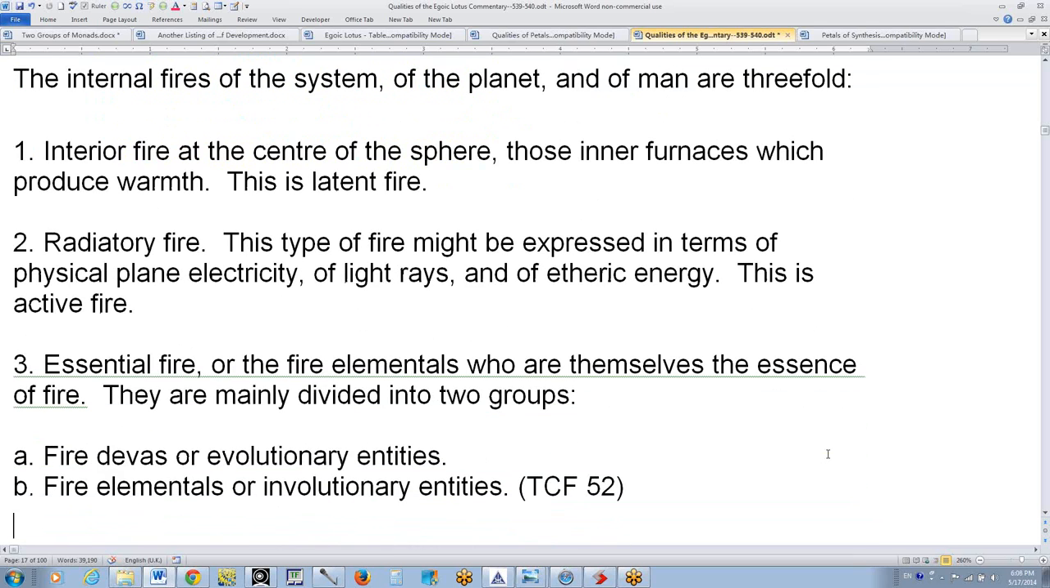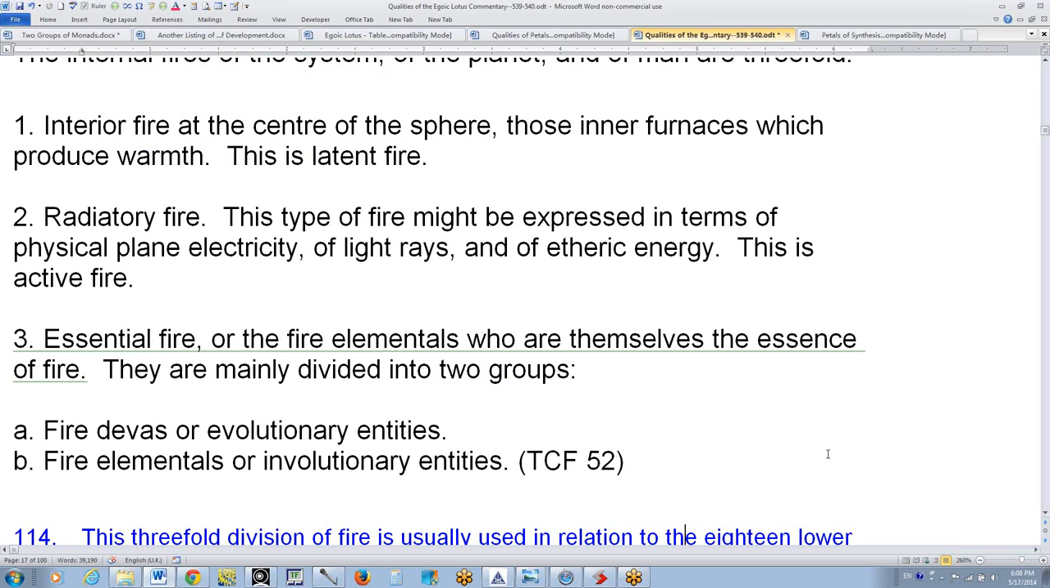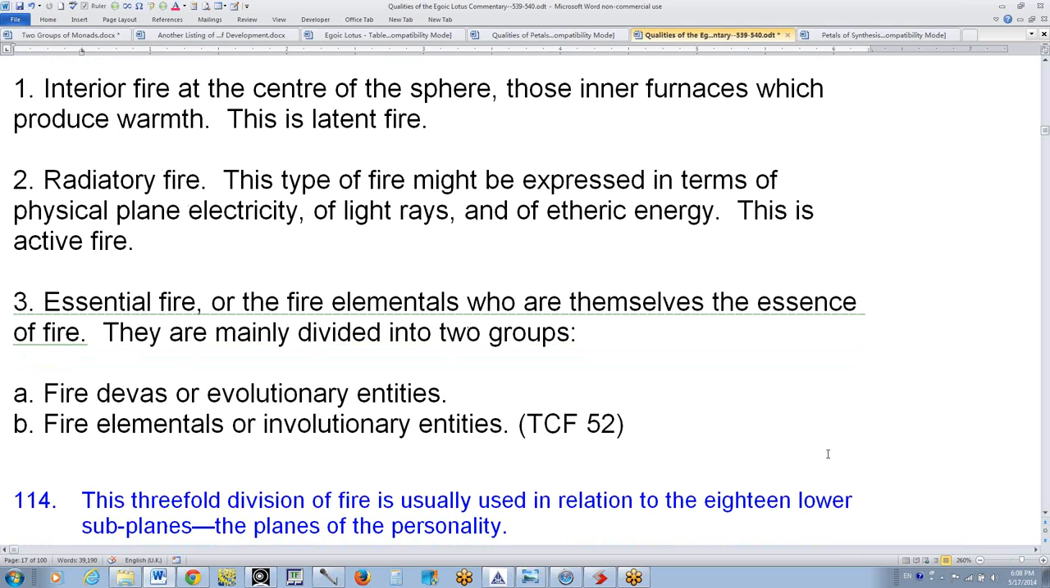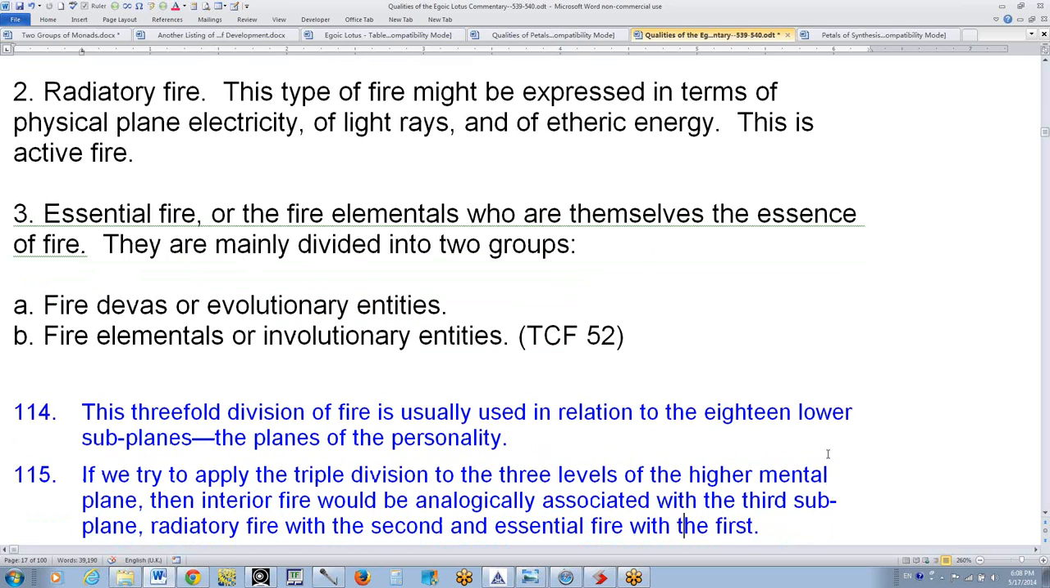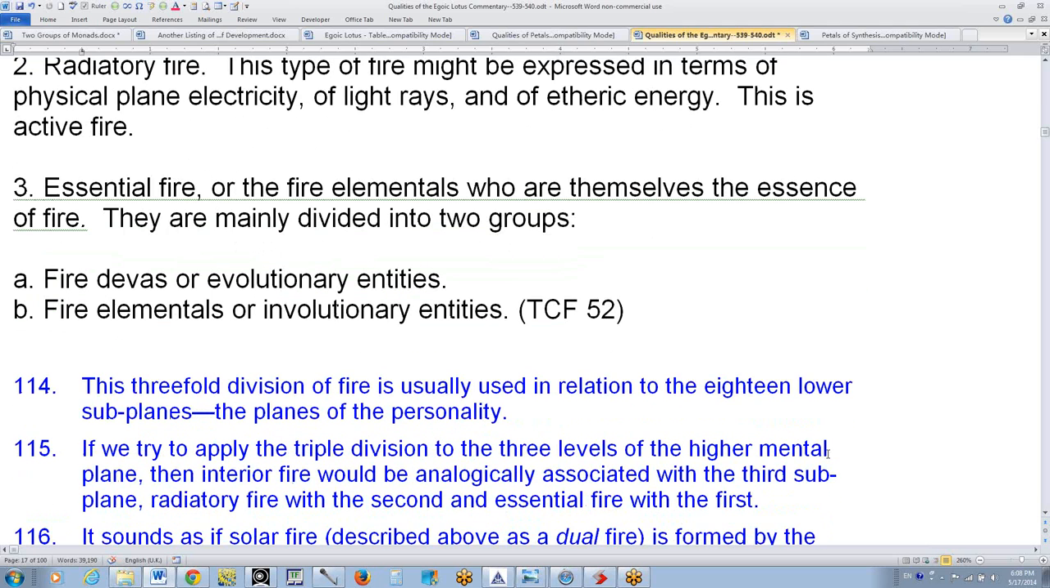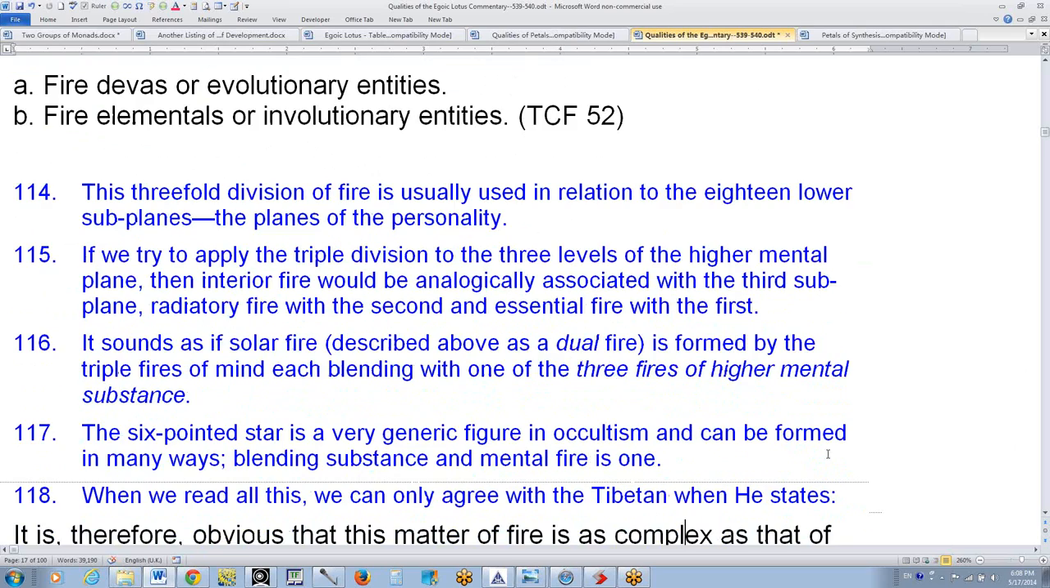And then essential fire, or the fire elementals, who are themselves the essence of fire, and these are divided into two groups: the fire devas, or evolutionary entities, and the fire elementals, the involutionary entities. This is a little bit of an extract, bringing this in from page 52 earlier.